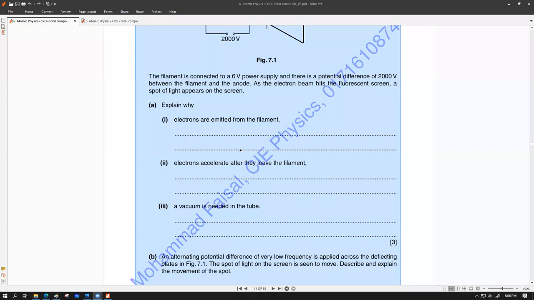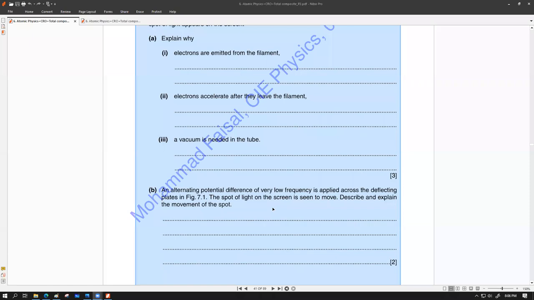But what does this question especially say? Have a look at the question once again in the video lecture. The spot of light on the screen is seen with an alternating potential difference of very low frequency. So this would mean that the dot that should be located at the center is going to move up and down, but that movement is going to be extremely slow, which means you would still be able to see the dot as a dot and see the individual movement of the dot. You would not be seeing a vertical line, would you? No, sir. It will not be a vertical line, but it will be moving up and down slowly.